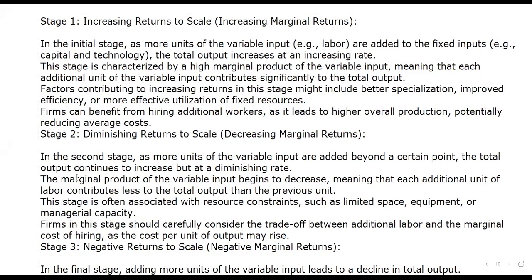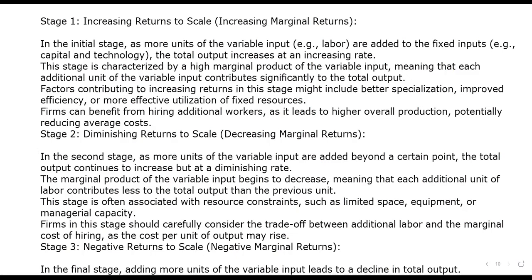Second stage, total product continues to increase. Marginal product is decreasing. Then average product is slanting downward. In stage 3, total product is going down, marginal product is negative, average product is also declining. So these are the 3 stages that you need to acquaint yourselves with. Are we together?